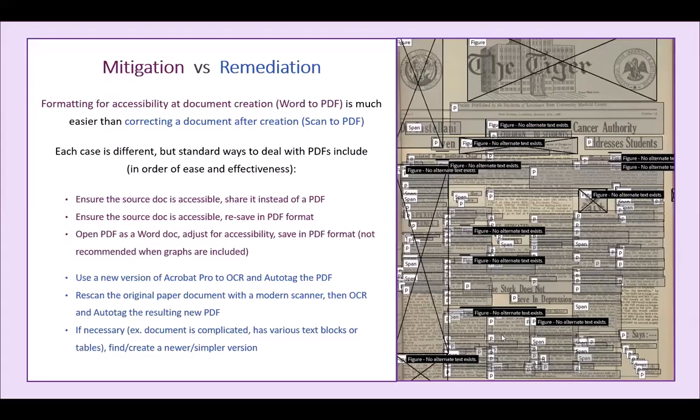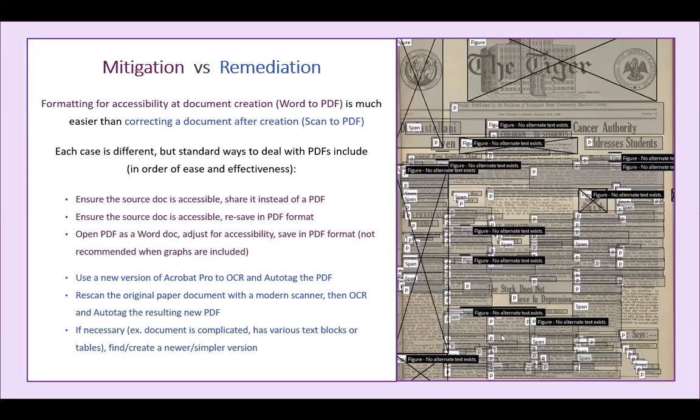And if necessary, like my example on the right there, maybe you need to find or create a newer or simpler version of it. So this example here is a 1933 page from the LSU Medical Center student newspaper, The Tiger. And as you can see, Adobe is a little bit overwhelmed with trying to figure out what's going on in this page. Visually, we could pick out the different blocks of text, no problem. Adobe is not capable of doing that.